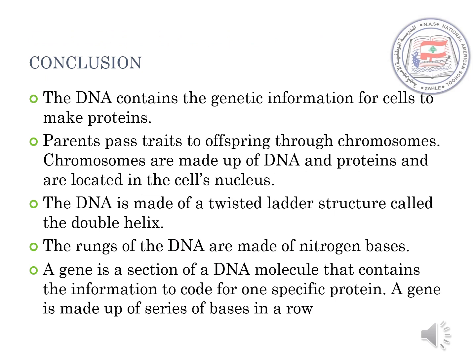As a conclusion, the DNA contains the genetic information for cells to make proteins. Parents pass traits to offspring through chromosomes. Chromosomes are made up of DNA and proteins and are located in the cell's nucleus. The DNA is made up of a twisted ladder structure called the double helix, and the rungs of the DNA are made up of nitrogen bases. A gene is a section of the DNA that contains the information to code for a specific protein. A gene is made up of a series of bases in a row.